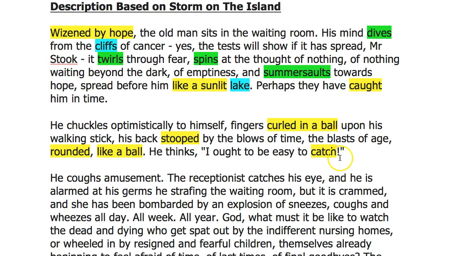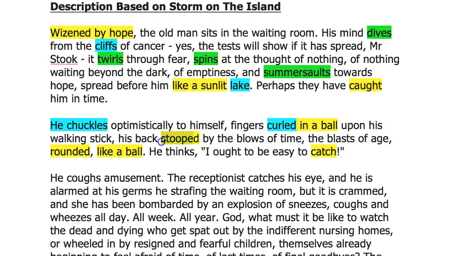He wants to be caught because that will mean he lives. The cancer won't have spread. Okay, now hopefully you can see the power of the verbs again. So chuckles, that gives me a real picture of what sort of laugh it is. So it is precise. So's curled. You can actually visualize it.